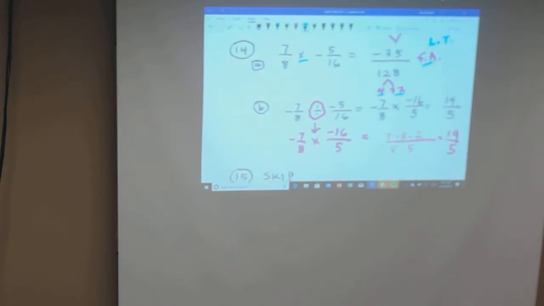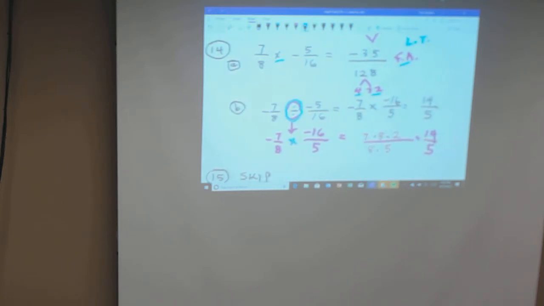Let's do 14b. Negative 7/8, and now it's divided by negative 5/16. Well, division is times the reciprocal. So I flip it over and make it negative 16 over 5. A negative times a negative is going to be positive. Now, see here again, when we went through this section, I told you, you can save yourself some work by going, okay, this is going to be 7 times 16 is the same as 8 times 2. And then underneath, I put the 8 and the 5. And why did I factor them like that?